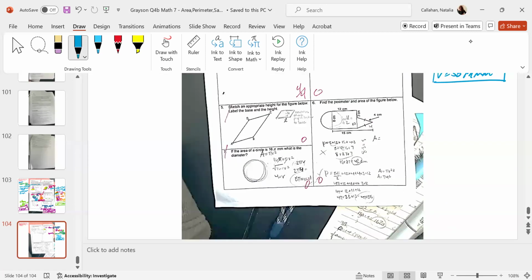So number 5 is sketch an appropriate height for the figure below. Label the base and the height. I don't understand why. That was not my original answer. I did that at home. Okay. Length, width, height, right? All you have to do is just label it. That should have been super easy.